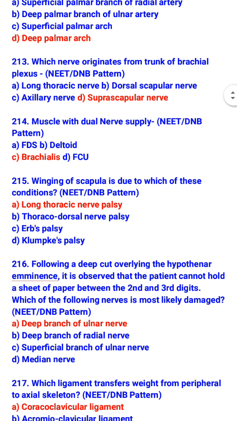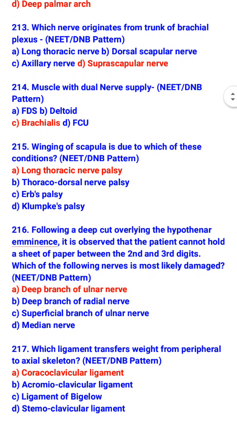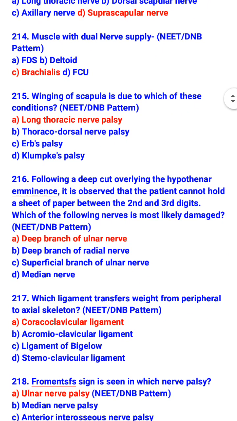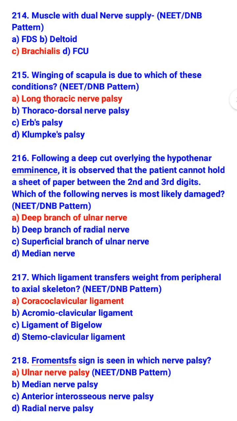Winging of scapula is due to which of the condition? Long thoracic nerve palsy. Following a deep cut overlying the hypothenar eminence, it is observed that the patient cannot hold a sheet of paper between the second and third digit. Which of the following nerve is most likely damaged? Deep branch of ulnar nerve is most likely damaged.